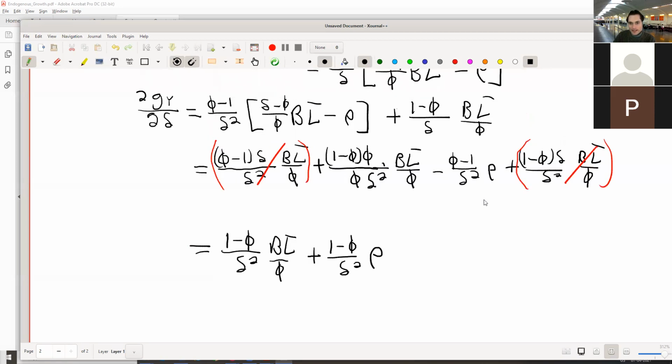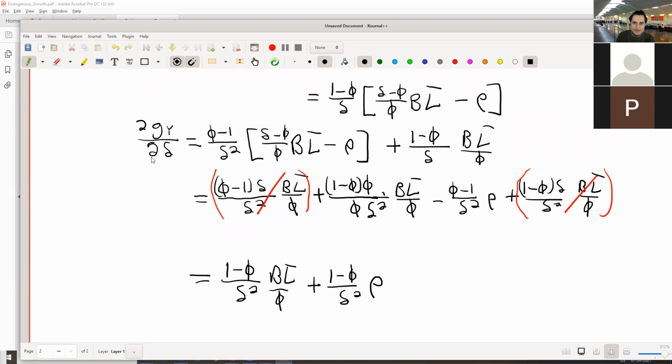So that was a lot of calculation, but what's the point? The point is that this thing here is greater than 0. So what this says is that when we increase delta, then the economy is going to grow faster. Okay, so now we are actually at the end of the first question.